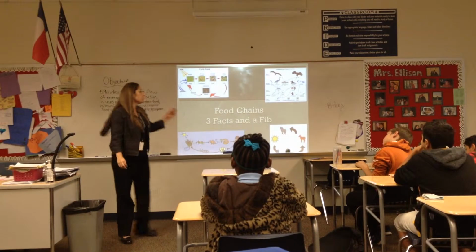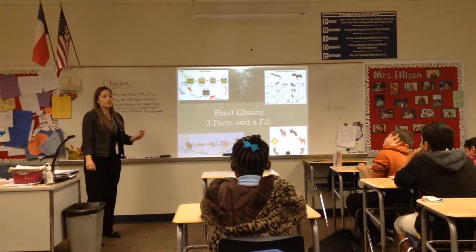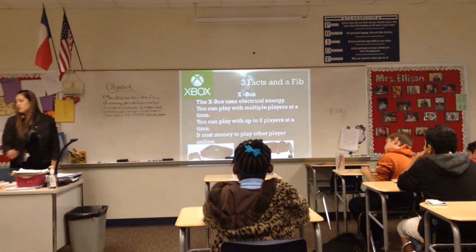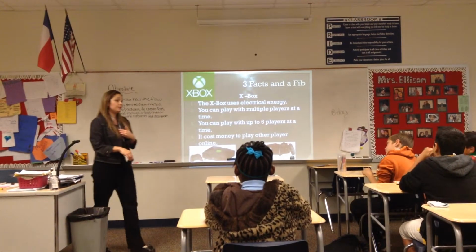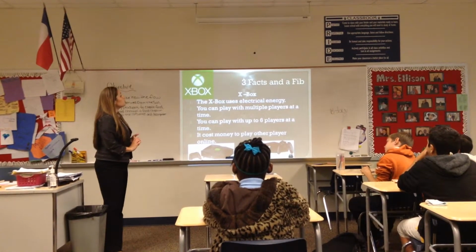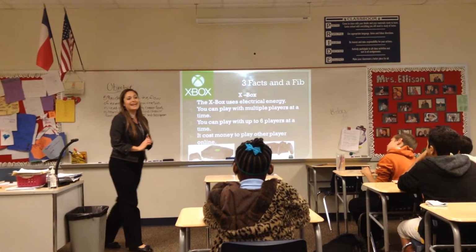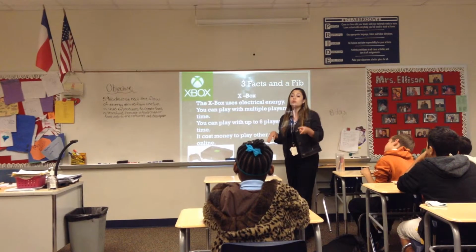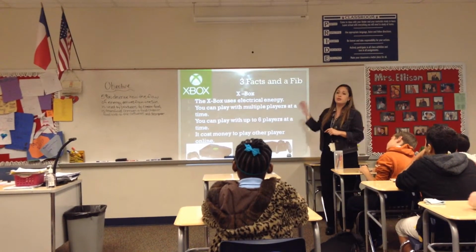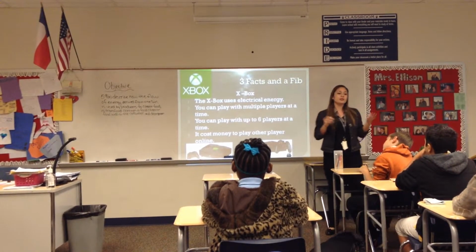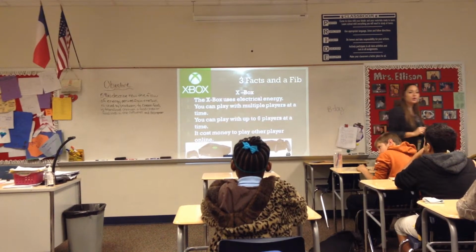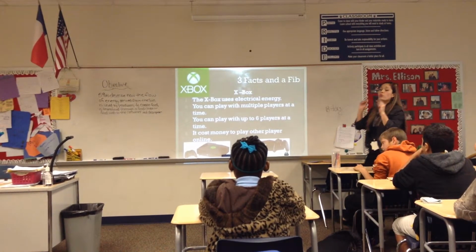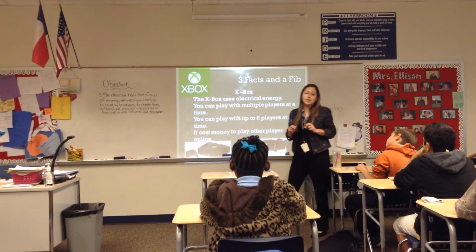Okay, so I'm going to explain to you what 3 facts and a fib is, how it works and what it looks like. So our first one I created for you, and this is 3 facts and a fib about an Xbox. So I'm going to read to you the 4 statements. When you do it on your own, you're going to be creating 4 statements. 3 of them are facts, 1 is a fib. So I'm going to read it quickly. If you will think to yourself about which one is the fib, that's what you're trying to identify.